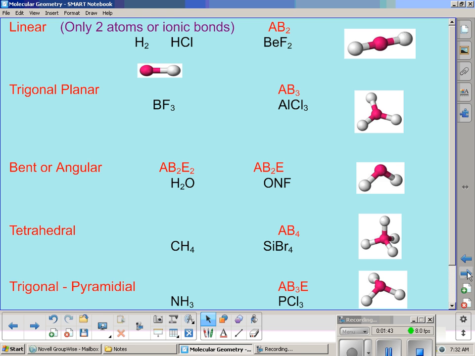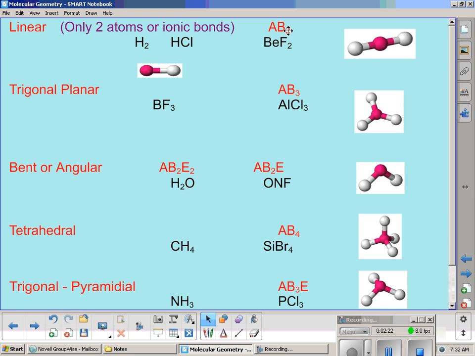Okay, here we have some patterns. If we're talking about a molecular geometry or a shape that is called linear, there are two possibilities here. There's the possibility that there's only two atoms or ionic bonds. If you've got an H2 or an HCl, either one of those has just two atoms and it'll look linear. It doesn't have a choice. We've made the jump here to three-dimensional, and you're going to see that before long. Lewis structures were flat two-dimensional creations, and molecular geometry actually shows us that there are three dimensions.